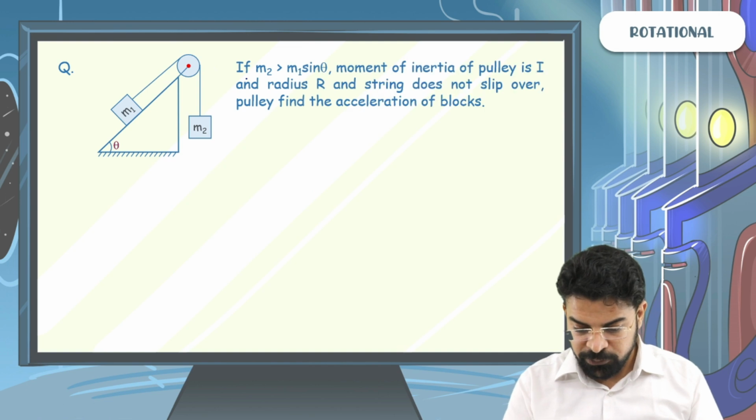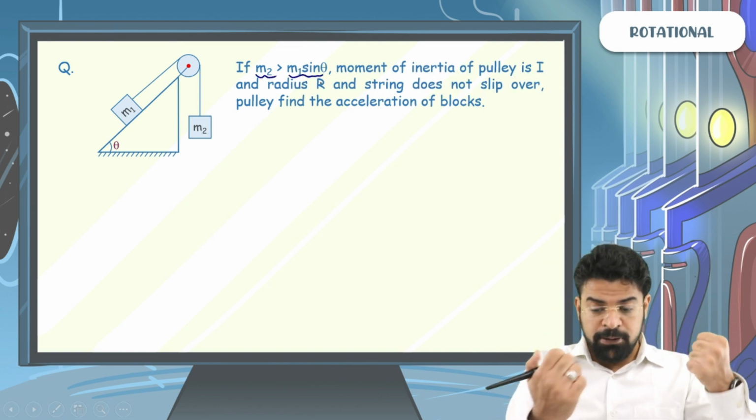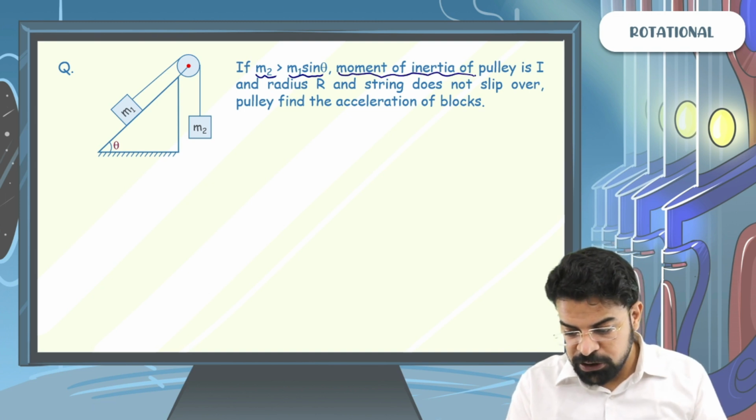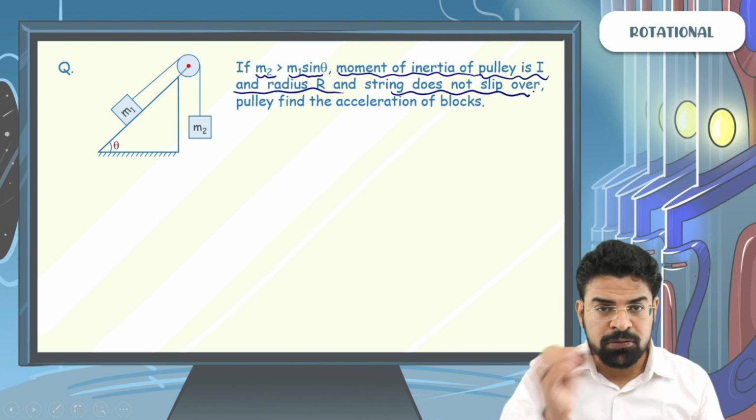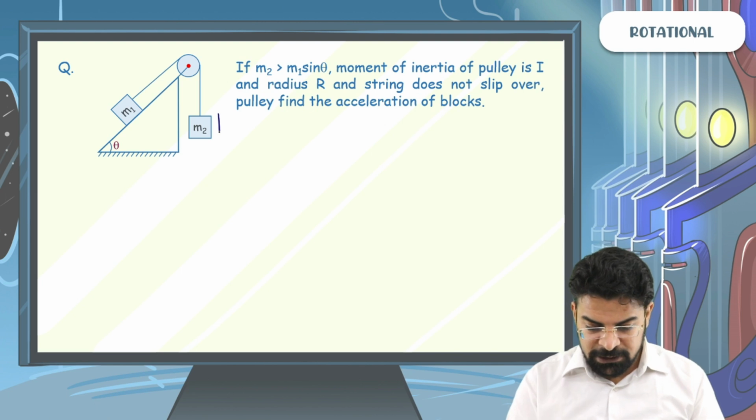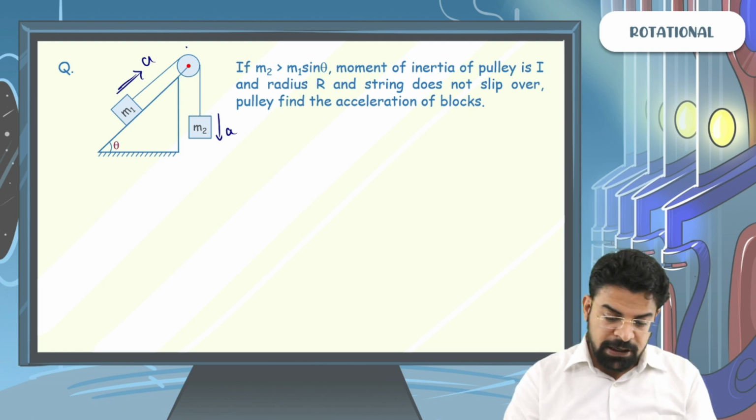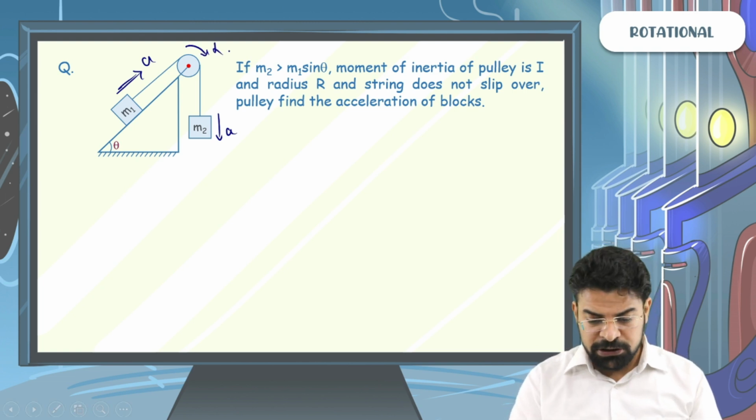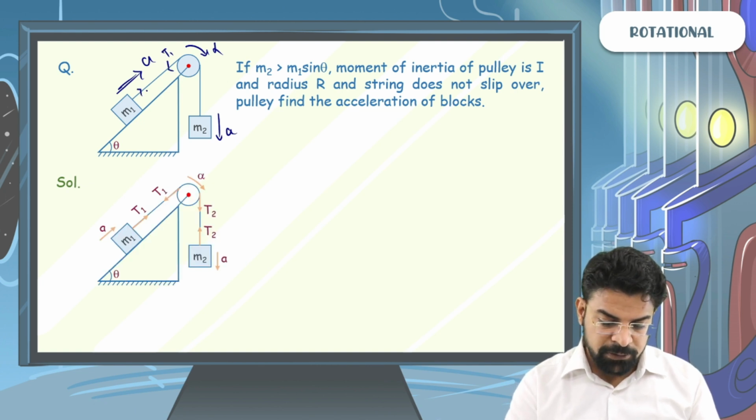So the question is, if m2 is greater than m1 sine theta, the moment of inertia of the pulley is I and radius is r, and the string does not slip over the pulley, find the accelerations of the blocks. So let's say this block m2 comes down with an acceleration a, this block m1 goes up the incline with an acceleration a, and the pulley rotates with an angular acceleration alpha. Assume tension to be T1 on one side and T2 on the other, so you get this case.